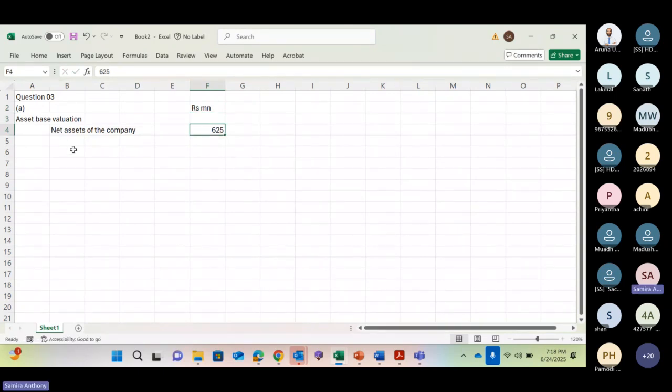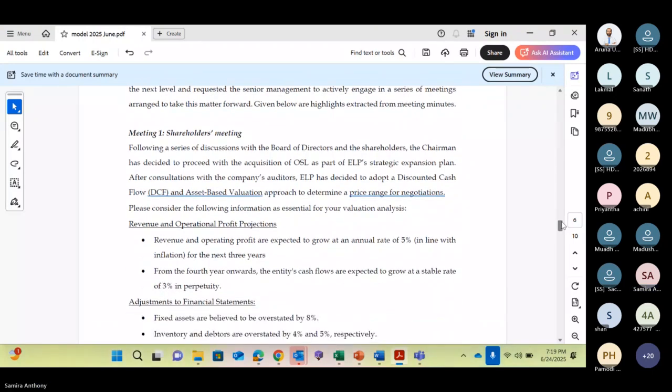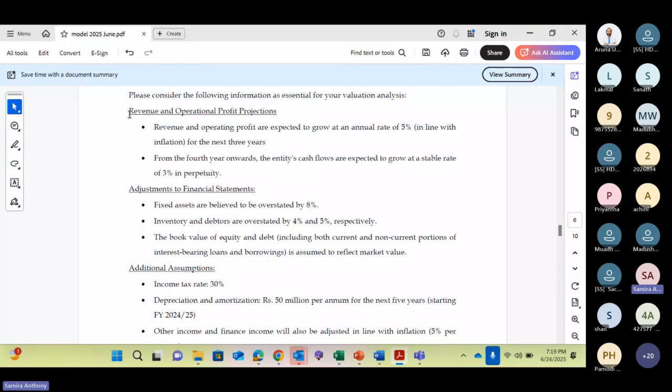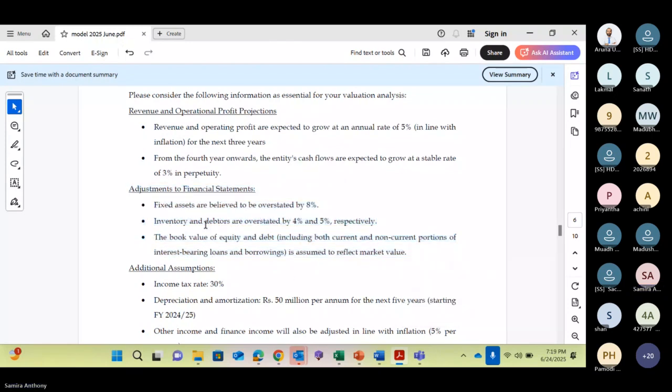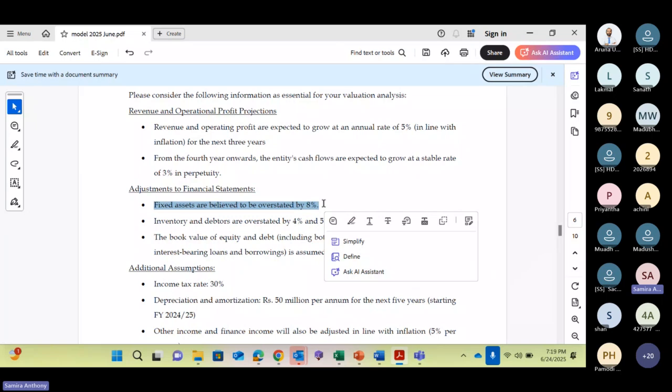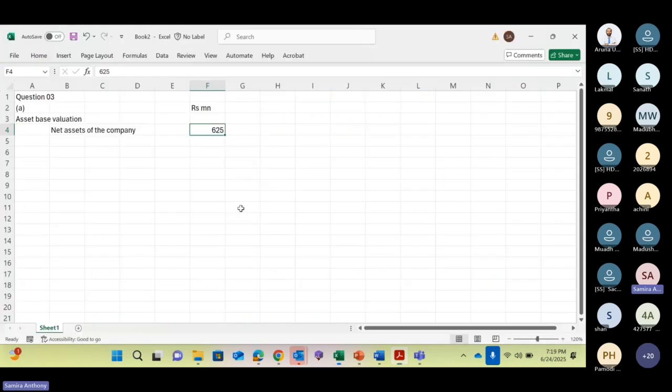Now all the adjustments for assets and liabilities we have to make to the net assets. That's a simple approach. Here, the information given for the discounted cash flow valuation model can be used. Number 1, fixed assets are believed to be overstated by 8%. That means you need to reduce it by 8%.